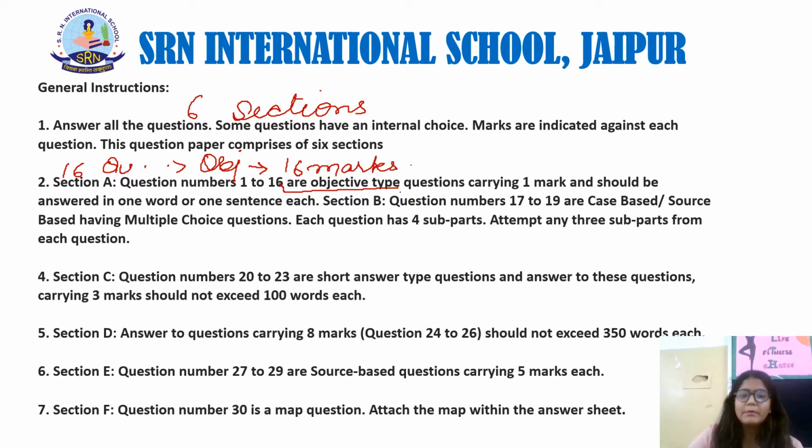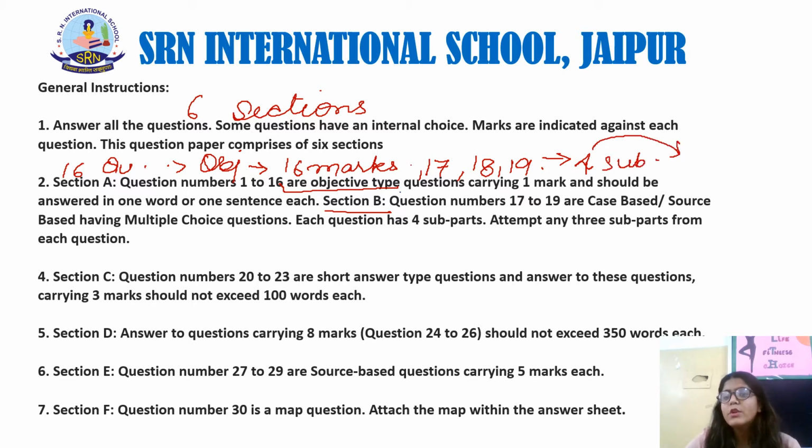Then we'll see Section B. Section B has 3 questions: question number 17, 18 and 19. These 3 questions are source based or case based. In each question you would have 4 subparts, and out of these 4 you are allowed to attempt only 3. So in 17 you attempt 3, in 18 you attempt 3, and in 19 you attempt 3, which makes Section B a total of 9 marks, 3 into 3, that is 9 marks.